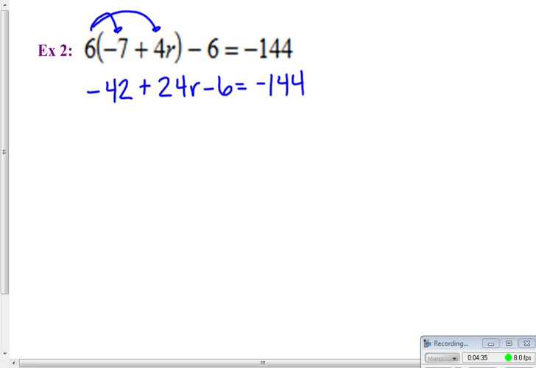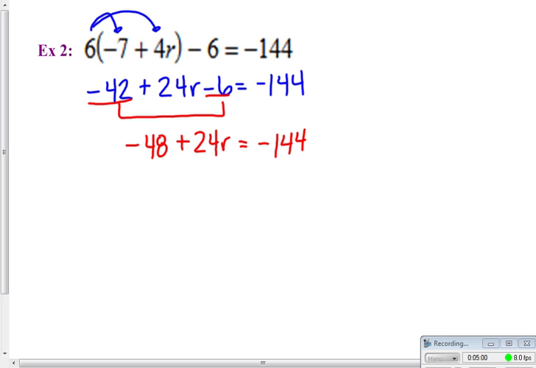Our next step here would be to go ahead and combine like terms. Here's our like terms. Negative 42 minus 6. Okay, minus 6. Negative 42, we get a negative 48. We drop down our 24r. Equal signs lining up. We drop down 144.